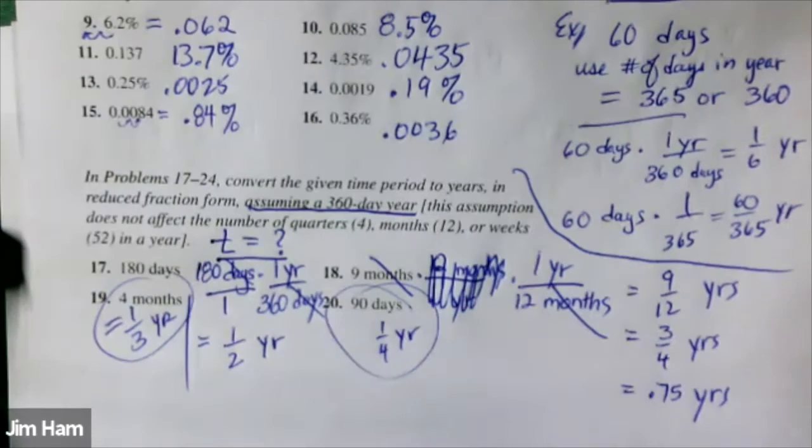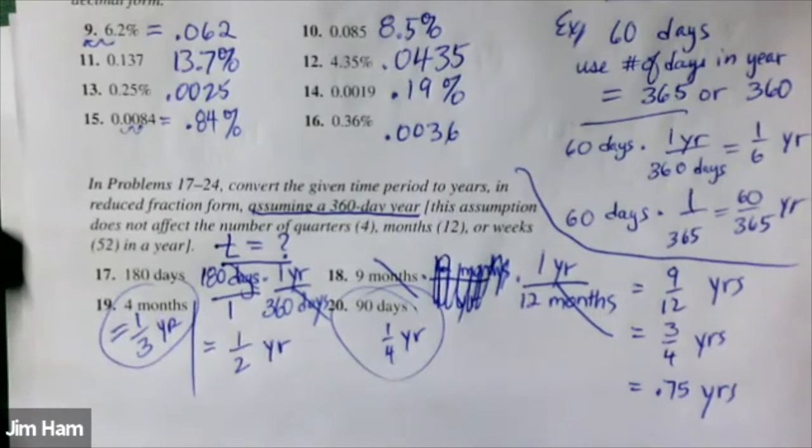Now, not all problems you're going to have to do this, because there'll be many problems where they say, how much interest is in the account after 3 years? Well, if they tell you that you're dealing with 3 years, then you just say, oh, T is 3, and there's no conversion that you need to do. Okay, so these are kind of the preliminaries.